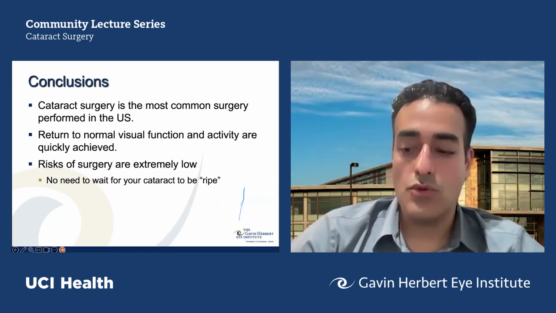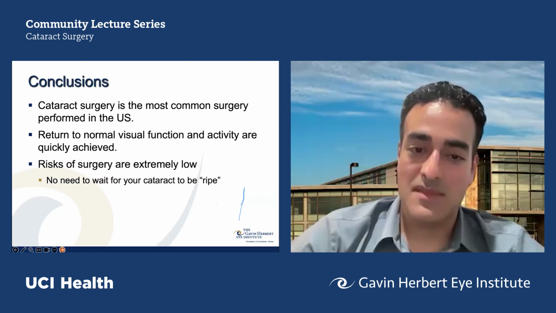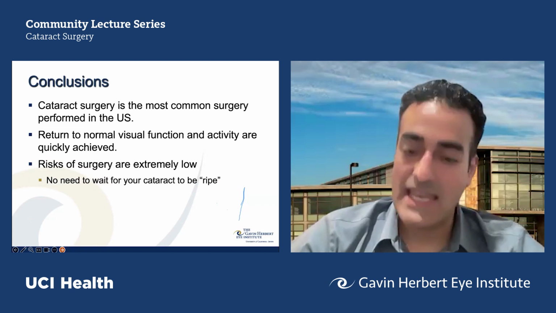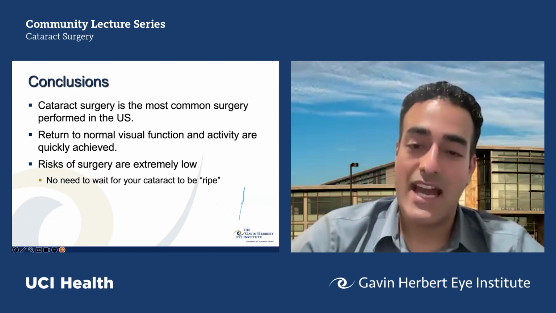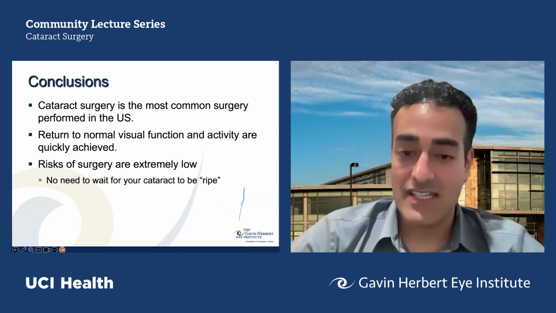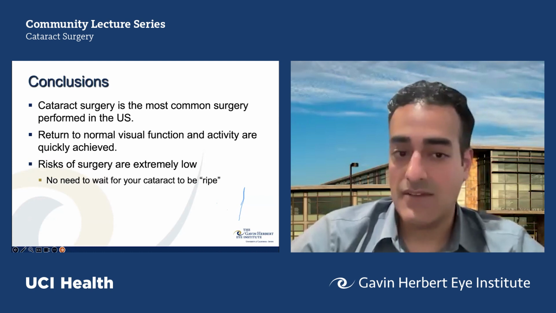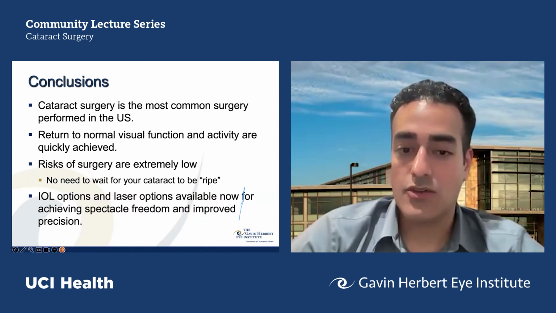There's been an old term that's sometimes used to say your cataracts need to be ripe to be taken out. For the most part, with modern cataract surgery, when our patients are having symptoms and it's affecting their quality of life, that's when we need to proceed with the cataract surgery.